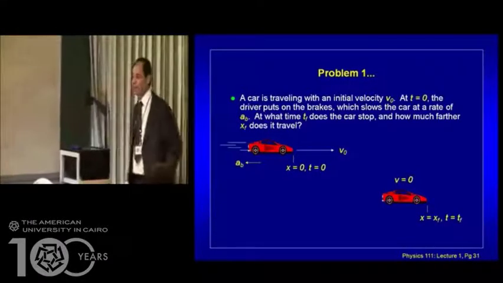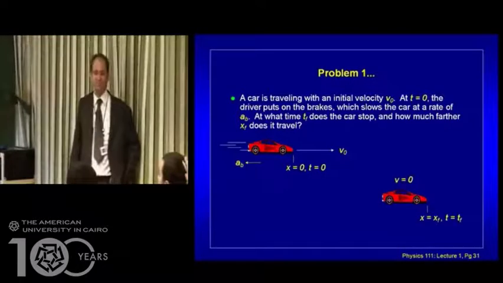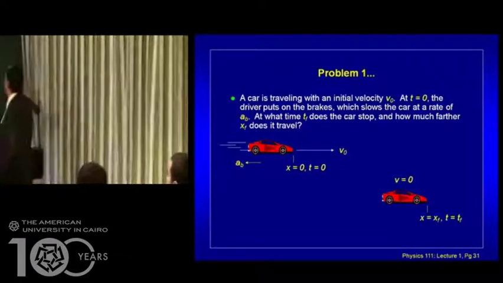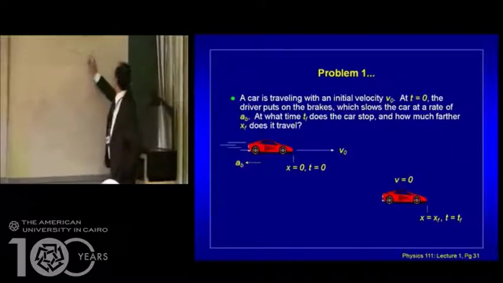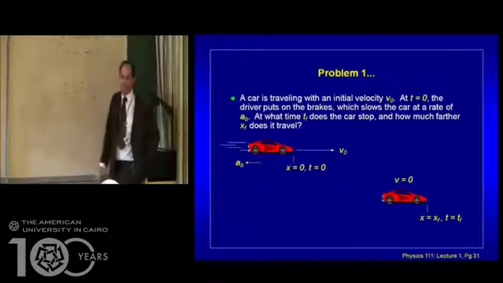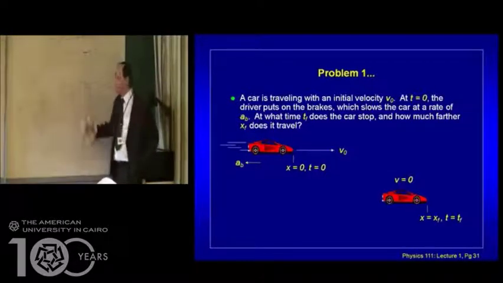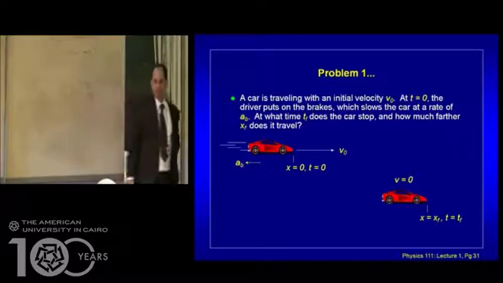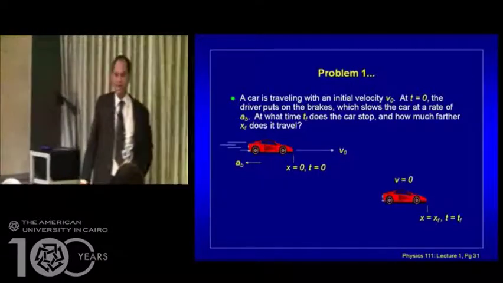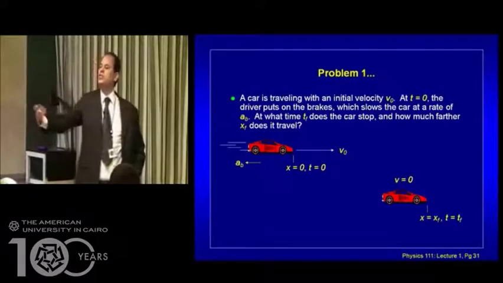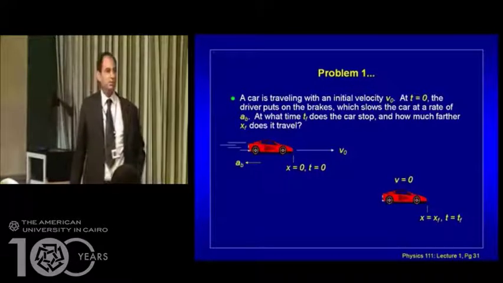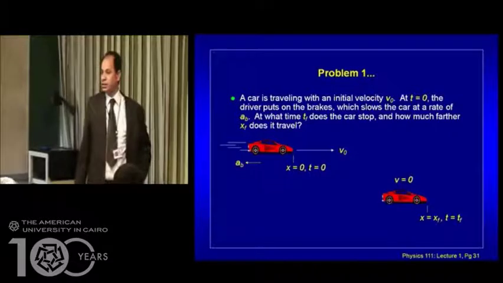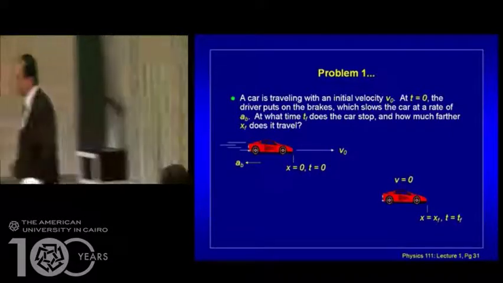Negative time? Acceleration is negative, thank you. Acceleration is negative. Why do we have a negative acceleration? Because the car slows down. Okay, guys? So that was a good information to know.